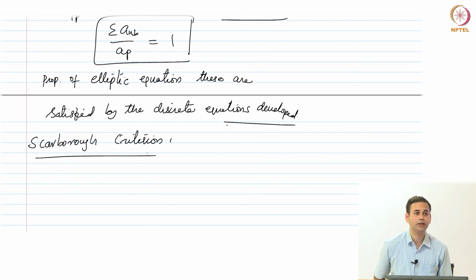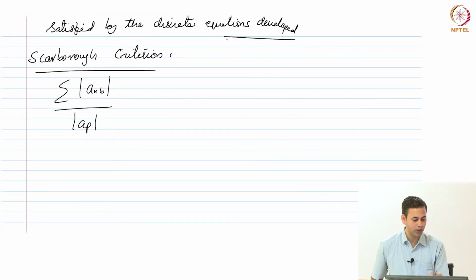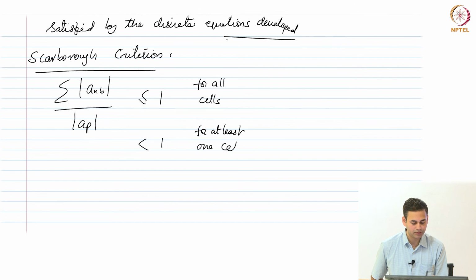What does the Scarborough criteria say? It says that sigma modulus A and B upon mod AP has to be less than or equal to 1 for all cells and less than 1 for at least one cell, right.